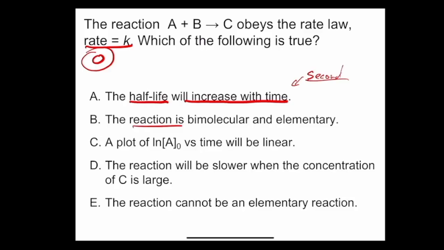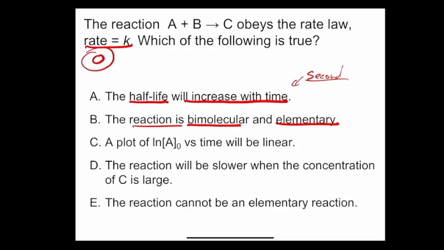The reaction is bimolecular and elementary. How would that be true? If you look back at your rate equation, what must be true for that statement to be true? What should the rate equation be? A squared, or A plus B, or AB, right? You need two things. It better be second order, and that means the bimolecular part, right? To be elementary, what do we need?